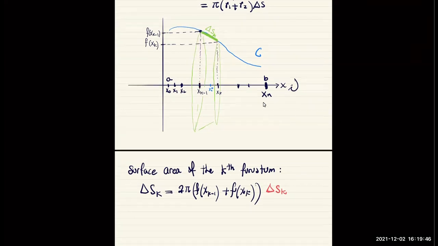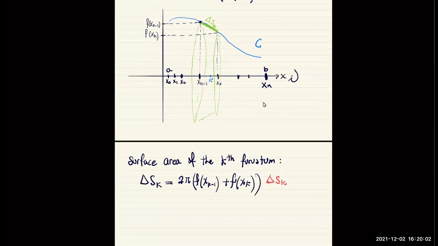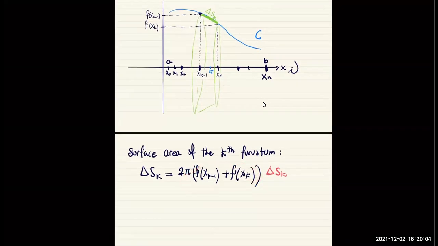Okay, so you take 2 pi times the sum of the two radii. The lower radius is the value of the function at x_k, and the upper radius is the value of the function at x_{k-1}. Okay, and you multiply that by the slant height. I have the slant height in green over here. All right.